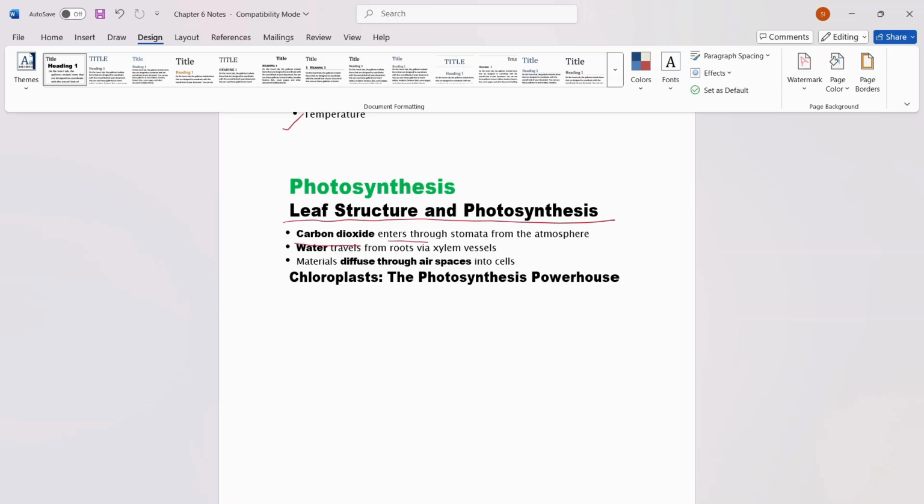Carbon dioxide enters through stomata from the atmosphere. Water travels from roots via xylem vessels. Materials diffuse through air spaces into cells. Chloroplasts are the photosynthesis powerhouse.